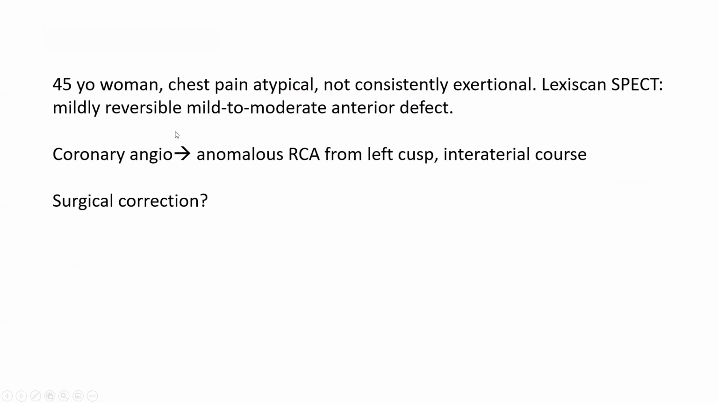This is an illustration: a 45-year-old woman, very classic case, atypical chest pain, not consistently exertional. Lexiscan SPECT is vague, a common reading of mildly reversible, mild anterior defect. Coronary angio shows anomalous RCA from the left cusp, interarterial course.